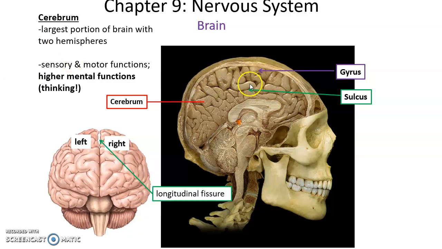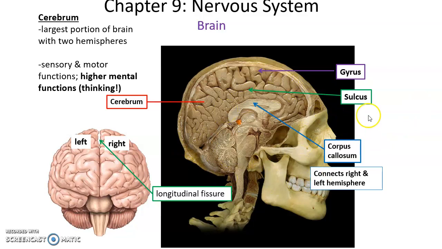The folds sticking up in the cerebrum are called one gyrus or many gyri. The crevices going down are referred to as one sulcus or many sulci. So the gyri are the mountains and the sulci are the valleys. Separating the right and left hemispheres of the cerebrum is a space referred to as the longitudinal fissure.